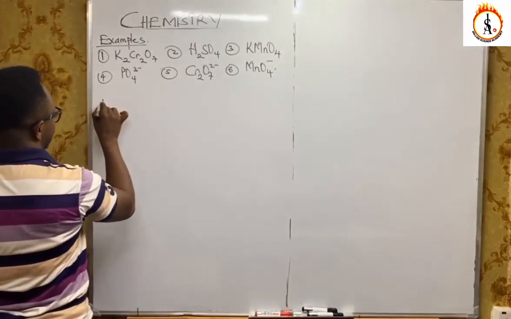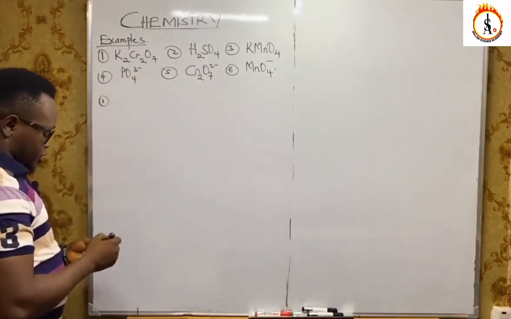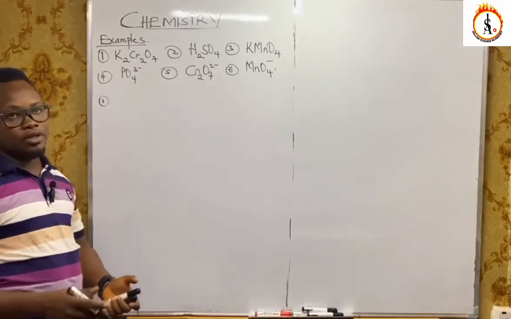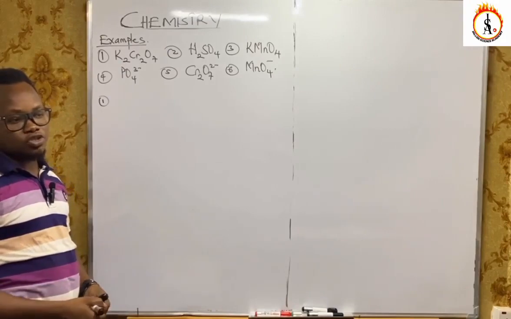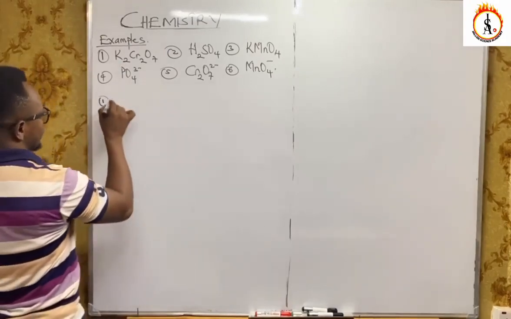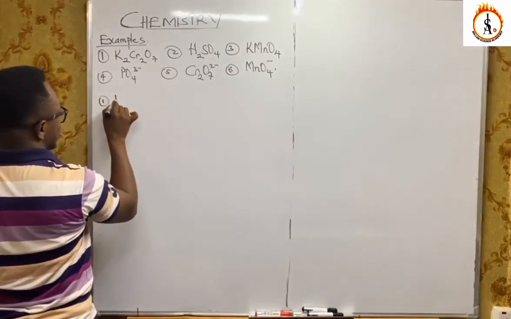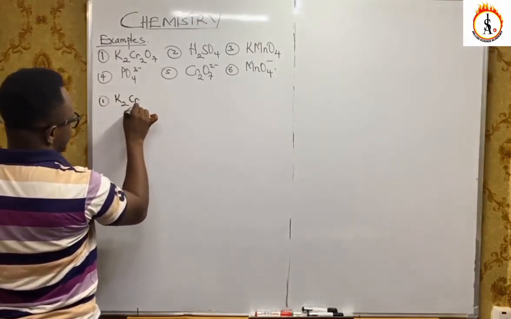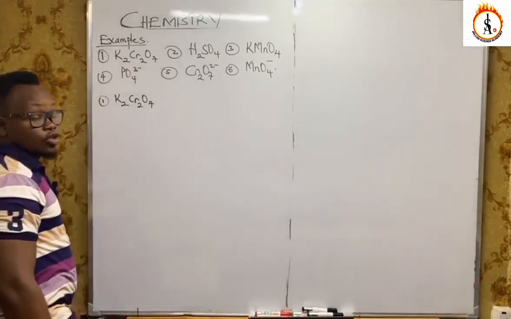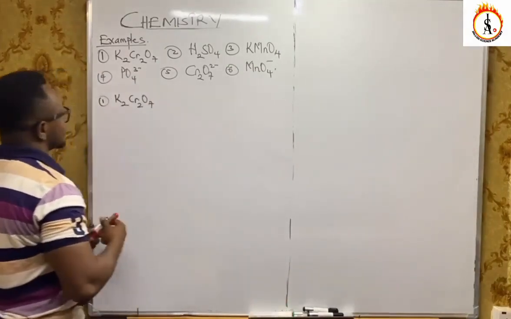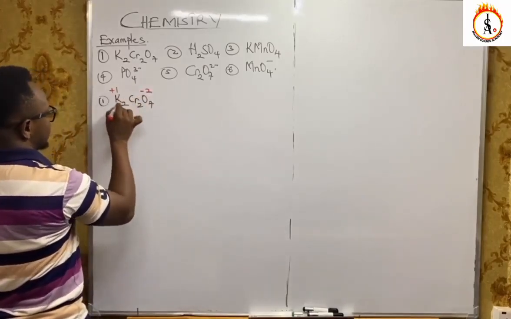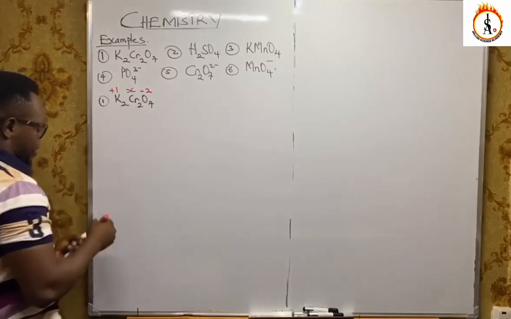So we begin with the first example. Of course, this is a neutral compound, and we said the algebraic sum of the oxidation numbers of atoms in a neutral compound is equal to 0. So this means we say K2Cr2O7, we are going to assign oxidation numbers. The oxidation number of oxygen is -2, that of potassium +1, and chromium we don't know, we say X.